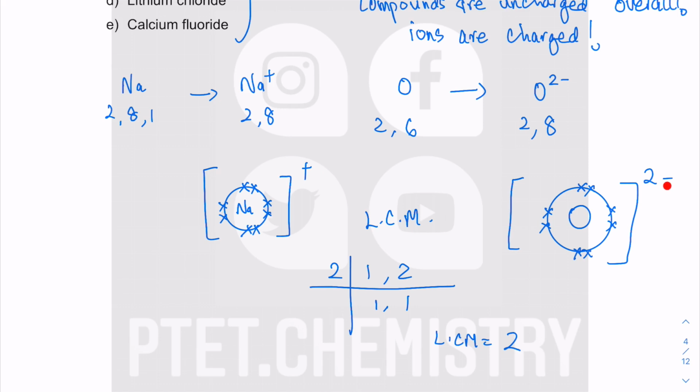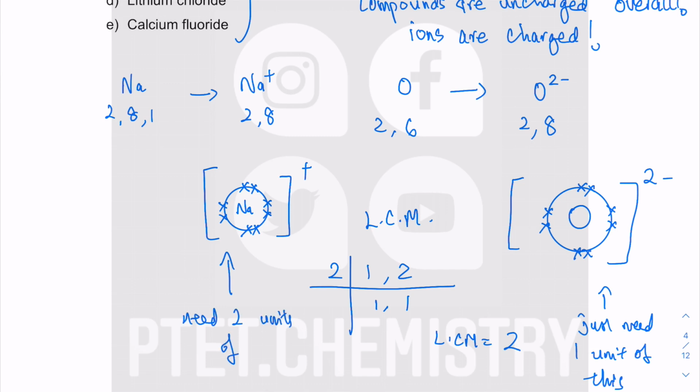This is already 2 minus. So how do I go to 2? Well, 2 minus to 2 is already just multiplied by 1. So I just need 1 unit of this anion. But this is a +1. I need to get it up to 2. For the plus, I need it to be +2. For the minus, I need it to be -2. But this is already -2. That's why I just need 1 of it. This is a +1. I need it up to go to +2. So I need 2 units of this.